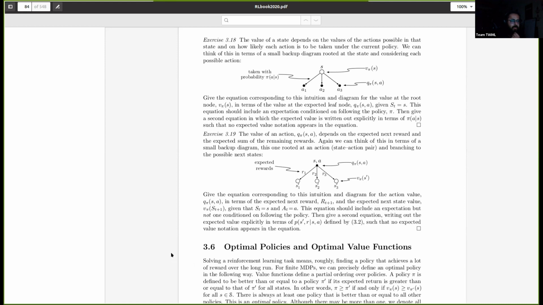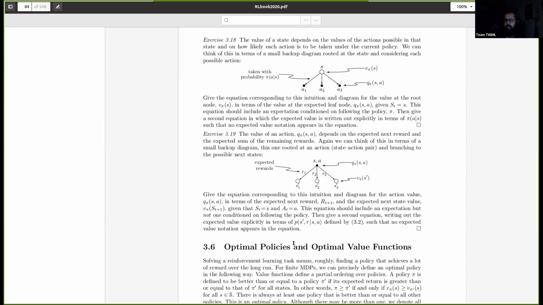Here it's written that this equation should include an expectation, but not one conditioned on following the policy. So here we can give an expectation which is not conditioned on the policy, but conditioned on the next reward. So that was one of my viewpoints here.